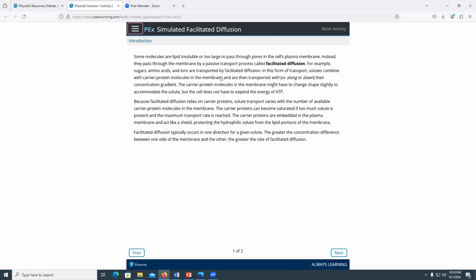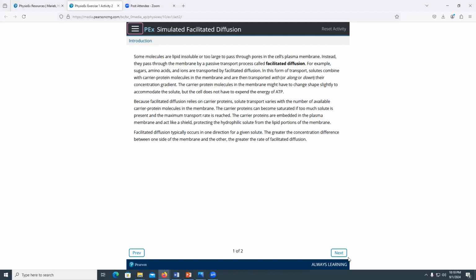And the carrier protein molecules in the membrane might have to change their shape slightly to accommodate the solute, but the cell does not have to expend energy. That's a very important distinction. So facilitated diffusion is very similar to simple diffusion in all aspects. The only difference is that in simple diffusion, we do not use a carrier, we do not use a facilitator. We use this carrier protein when it comes to facilitated diffusion.